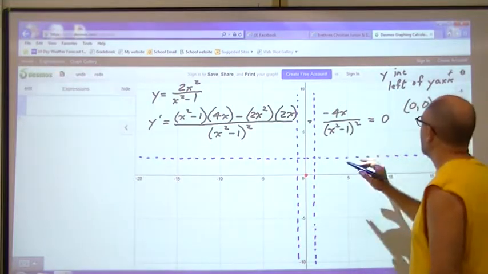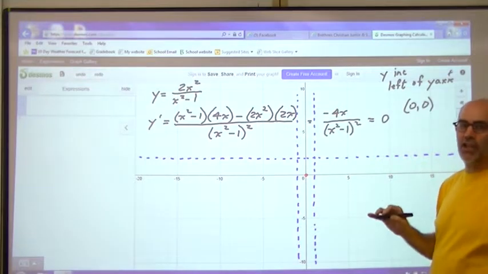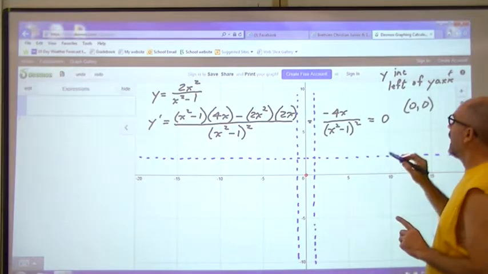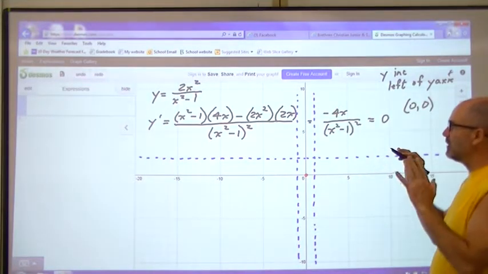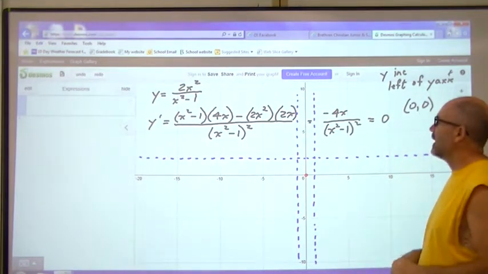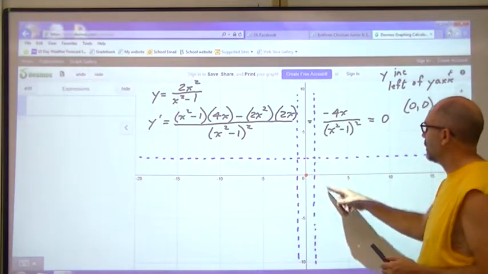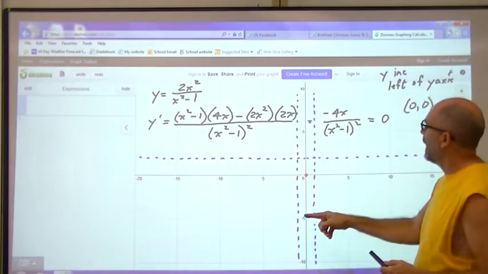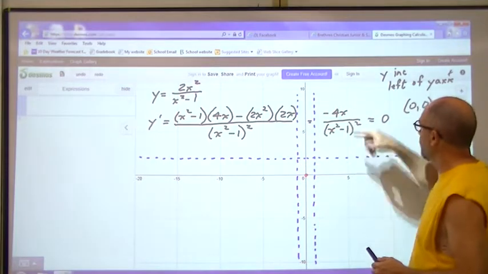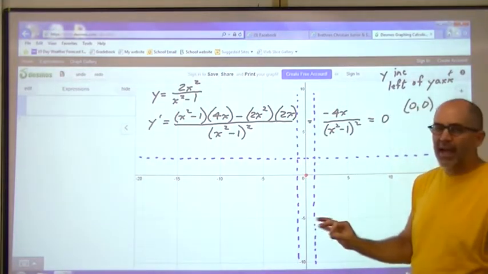Okay, so that means at 0, 0, I have a point of inflection because I don't have a change in the first derivative at that point. In other words, it's not going from a positive slope to a negative slope or a negative slope to a positive slope. So this is not a min or a max.